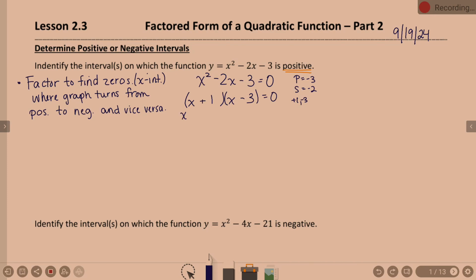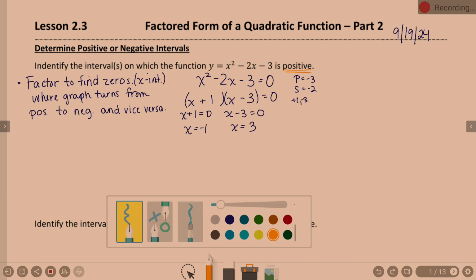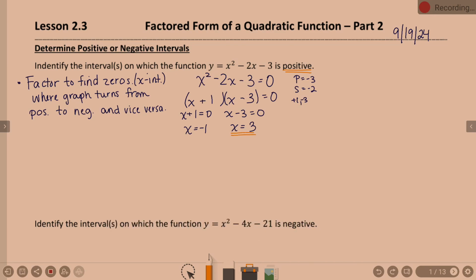Set each factor equal to 0. x plus 1 equals 0. x minus 3 equals 0. We get zeros of negative 1 and 3. Are you guys with me there?